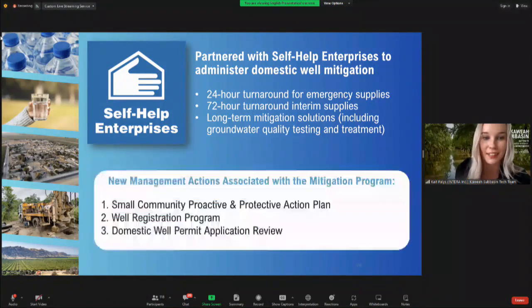You can click to show that animation. That includes the Small Community Proactive and Protective Action Plan. That's a mouthful. The Well Registration Program, and the Domestic Well Permit Application Review Protocol. More information on all of these is available in Chapter 6 of the draft GSPs that are available on each GSA's website. You can also find the mitigation program and each GSA-specific mitigation plan on the GSAs' websites.